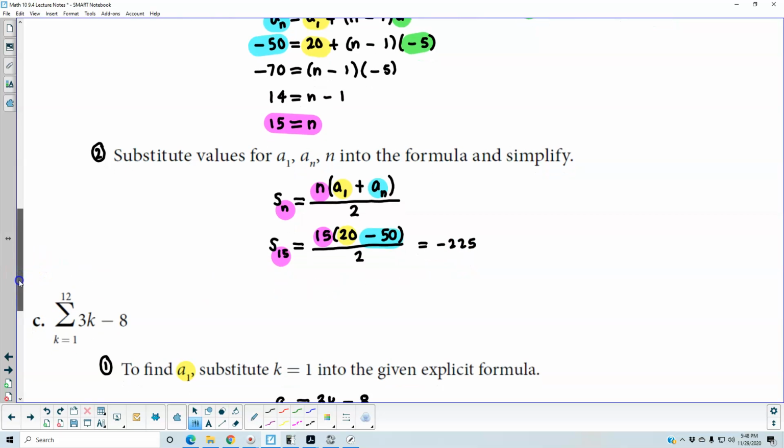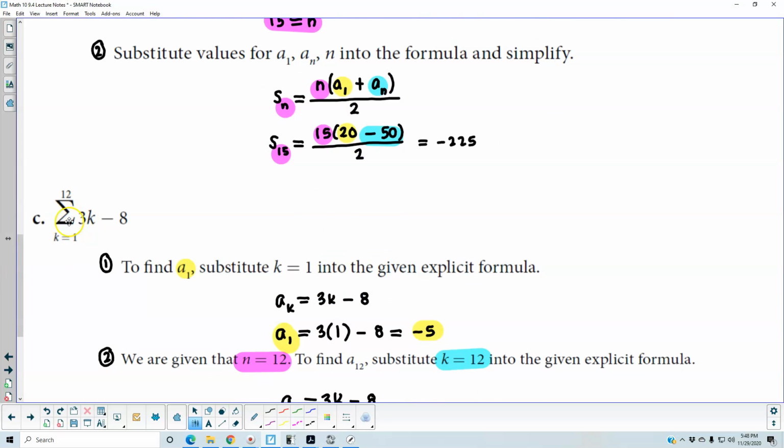In part C, we have the summation, k is equal to 1 to the upper limit of 12, and the formula is 3k minus 8. So the first thing we need to do is to find the first term. In order to find the first term, we have to substitute k is equal to 1 into the formula to find out what a subscript 1 is. So let's plug in 1 into the formula. So a subscript 1 is going to equal 3 times 1 minus 8, which is equal to negative 5.